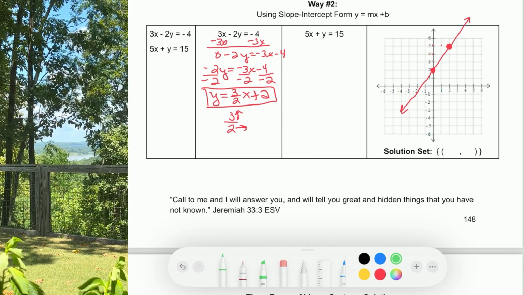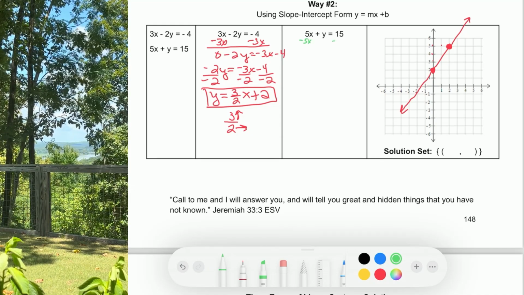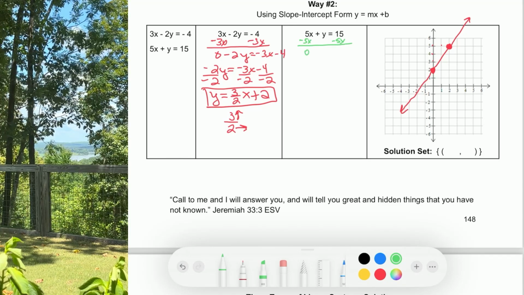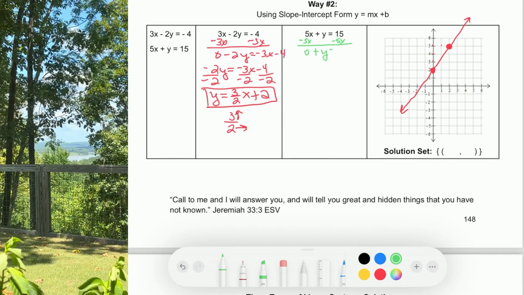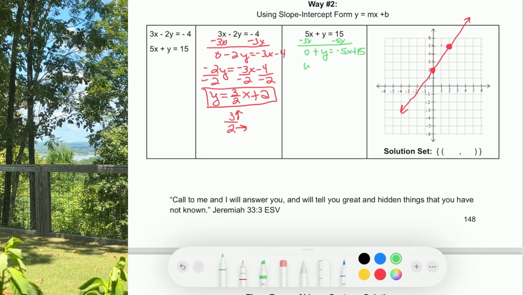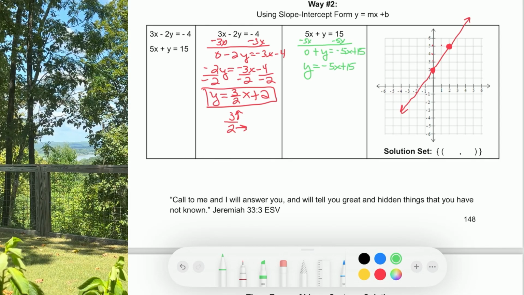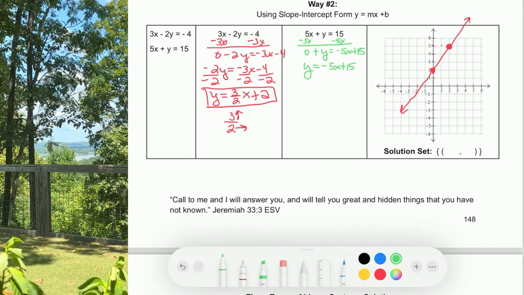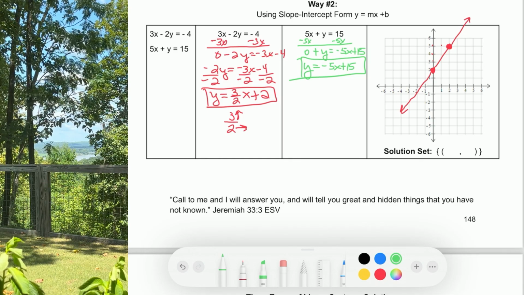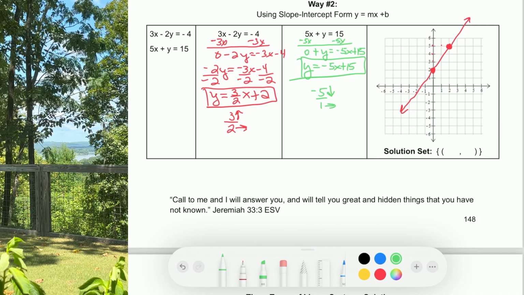All right, let's do our second one here. I'm going to, again, get y by itself. So minus 5x, minus 5x, 0 plus y equals negative 5x plus 15. So I end up with y equals negative 5x plus 15. My starting point is the 15, my slope is the negative 5 over 1. So that means down 5 over 1.